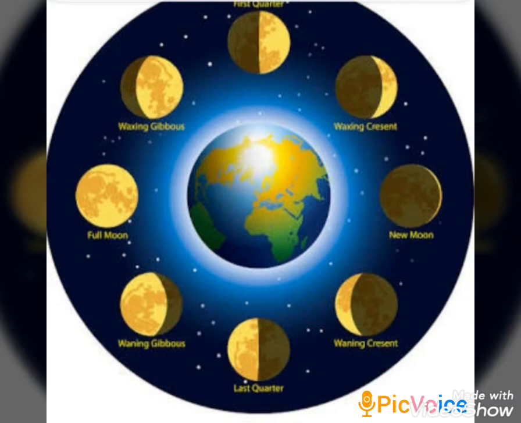From new moon to full moon, it again grows bigger and bigger. These different shapes of the moon that we see are called the phases of the moon.